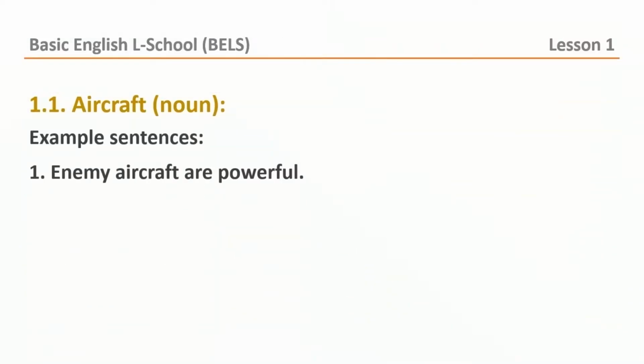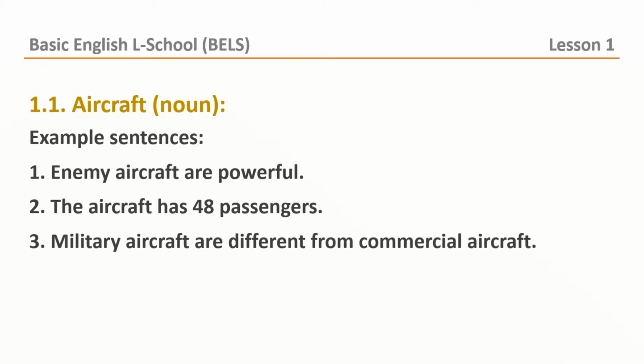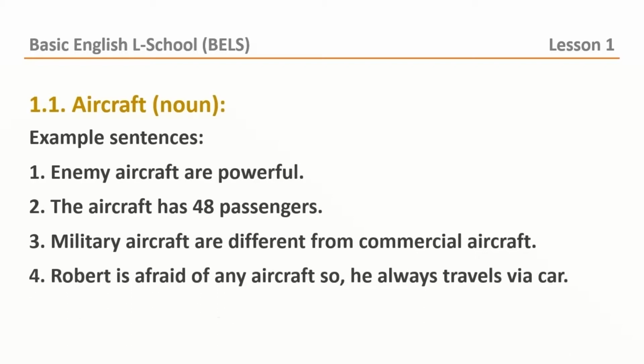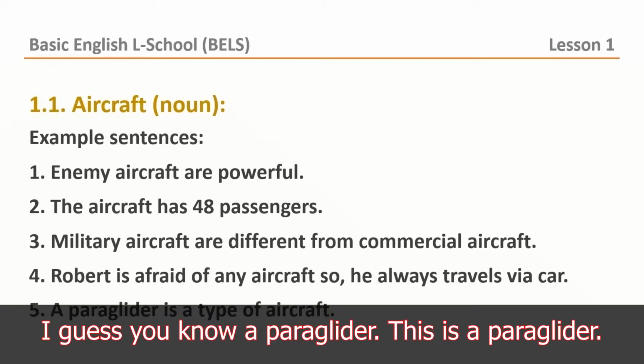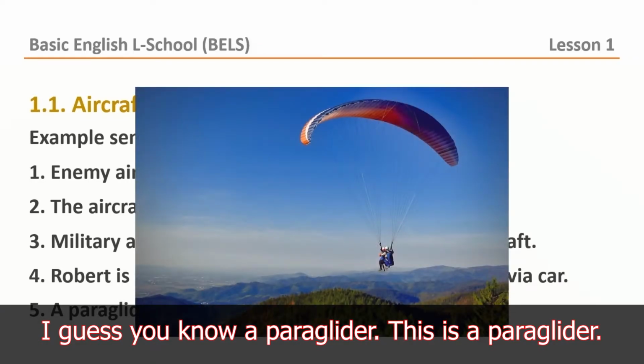Example sentences about the aircraft. Enemy aircraft are powerful. The aircraft has 48 passengers. Military aircraft are different from commercial aircraft. Robert is afraid of any aircraft, so he always travels via car. A paraglider is a type of aircraft. I guess you know a paraglider. This is a paraglider.